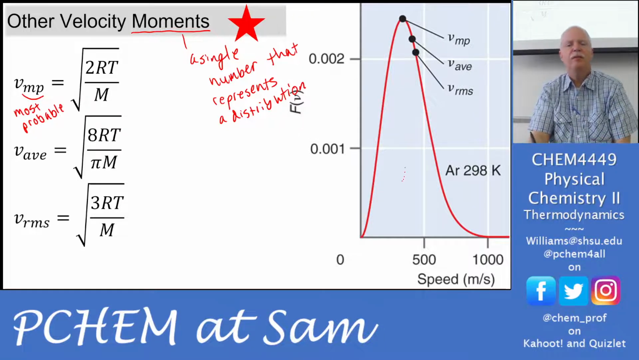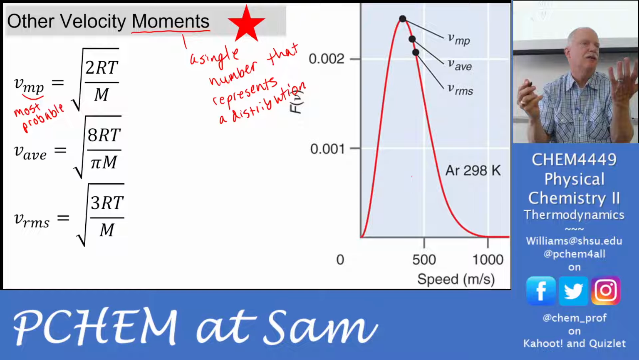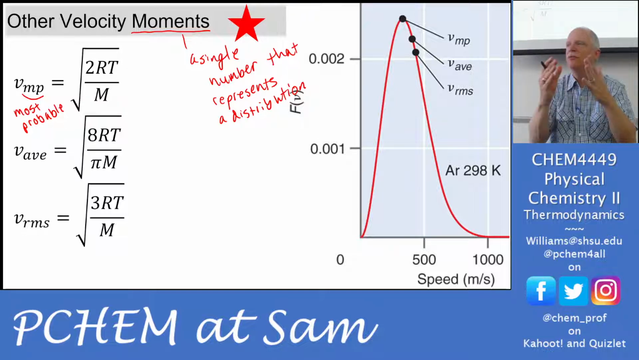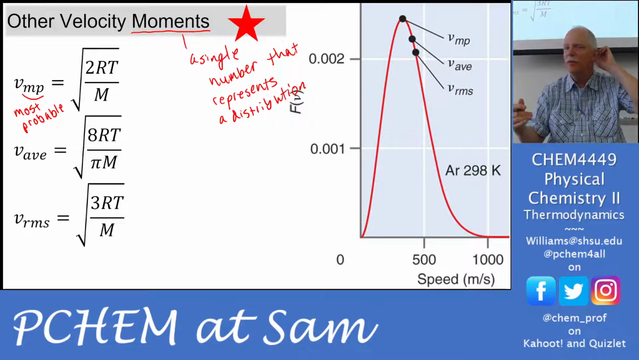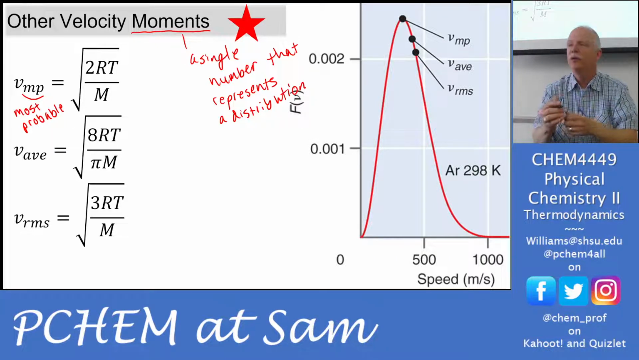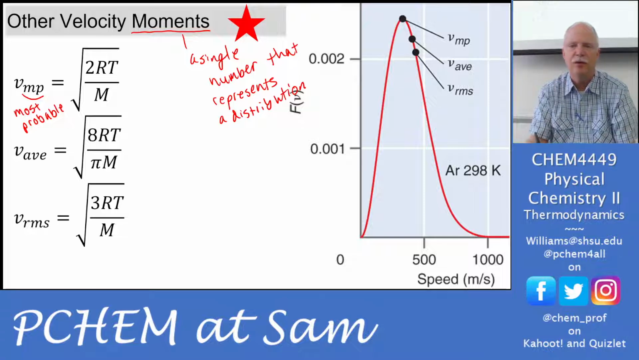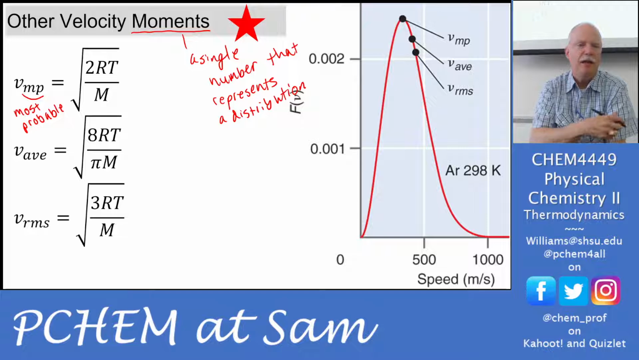But these curves are not symmetric. If this were a Gaussian, the most probable would be the same as the average and would be the same as the root mean squared. But because these distributions are asymmetric, we have a separation in these 3 moments. So the most probable is less than the average, which is less than the root mean squared. And these have different pieces to them. It was the RMS one that sort of matched the equipartition theorem for energy. So that's why it's used so frequently, because it matches that equipartition theorem.